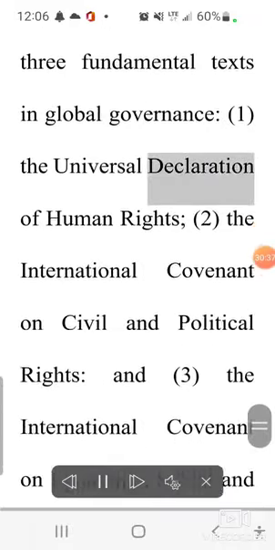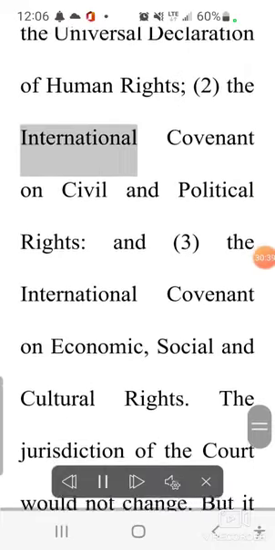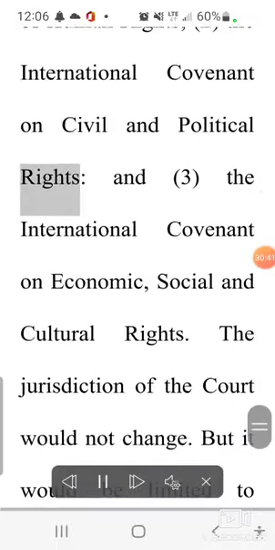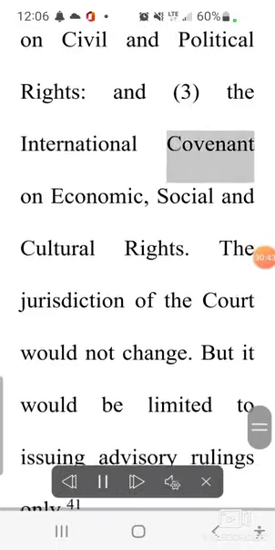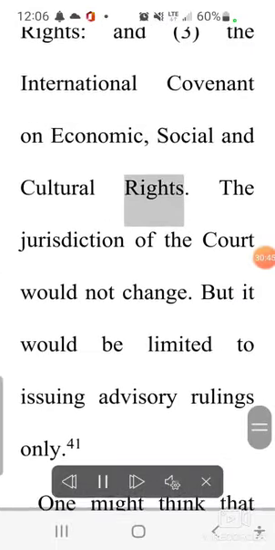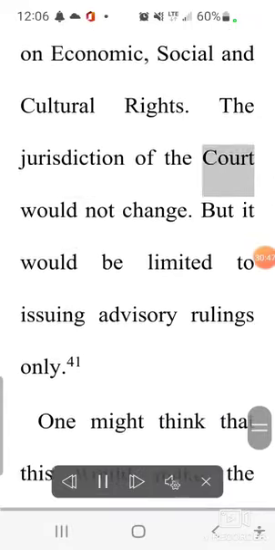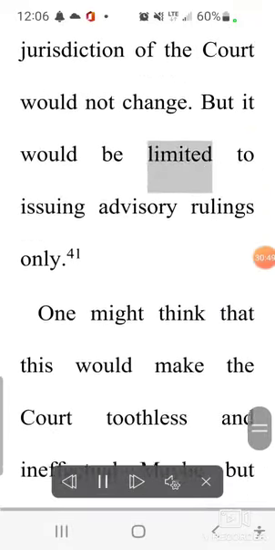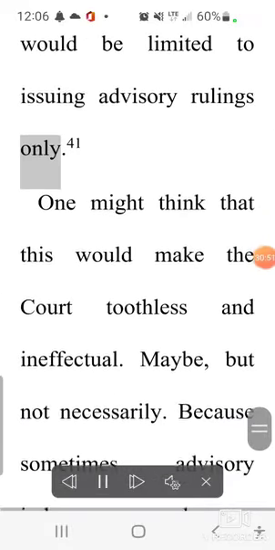1. The Universal Declaration of Human Rights. 2. The International Covenant on Civil and Political Rights. And 3. The International Covenant on Economic, Social, and Cultural Rights. The jurisdiction of the court would not change. But it would be limited to issuing advisory rulings only.